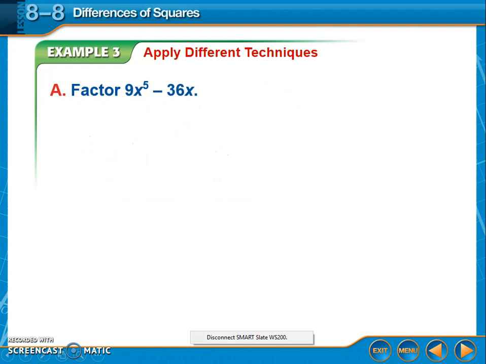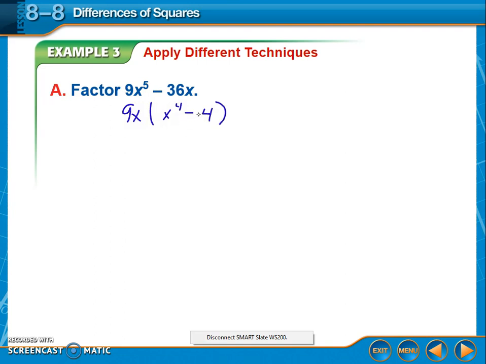This one, again, remember the first step is always to pull out the greatest common factor. So both of these are divisible by x. And they're both divisible by 9. So I'm going to pull out a 9x. And what I have left is x to the 4th minus 4.